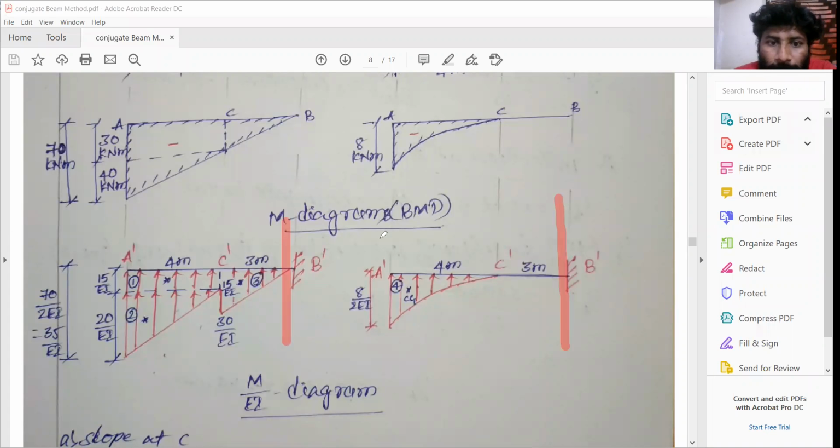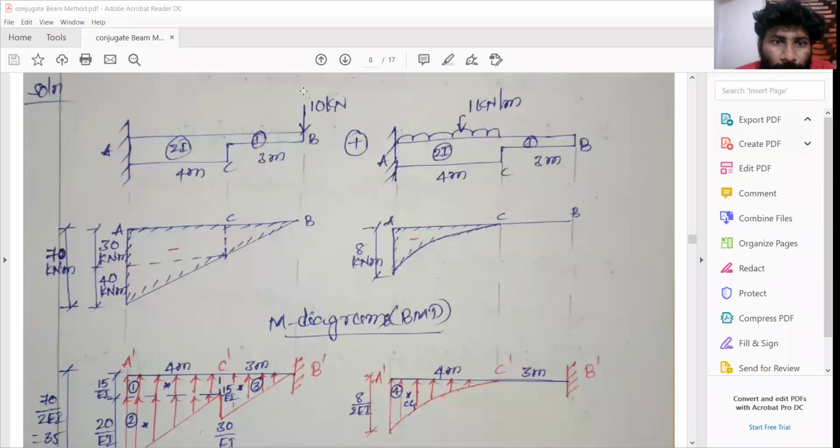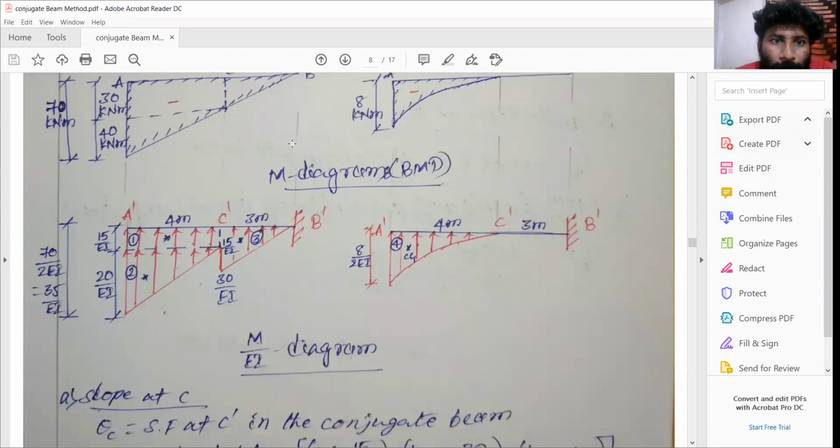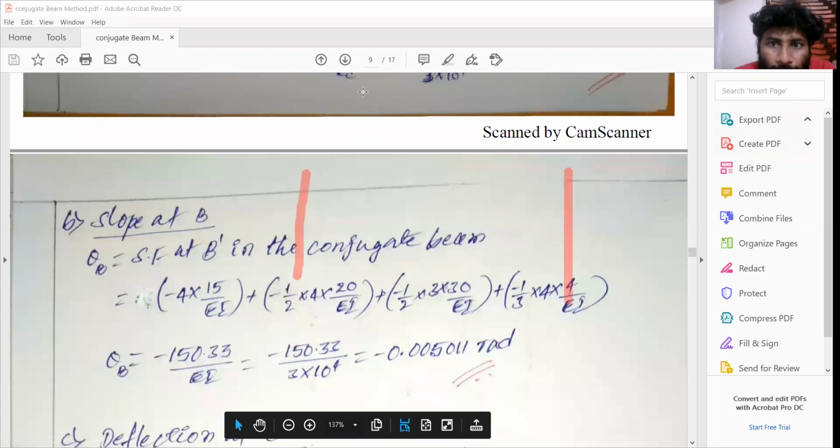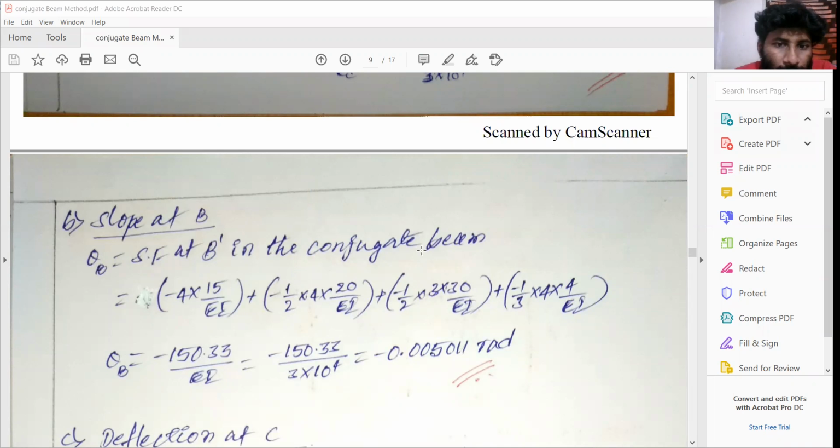Here we have to find the shear force in the conjugate beam that will give the slope of the original beam at B. So we have to find the slope at B, right? For that we have to take the shear force at B. So you can see that slope at B is equal to shear force at B in the conjugate beam.